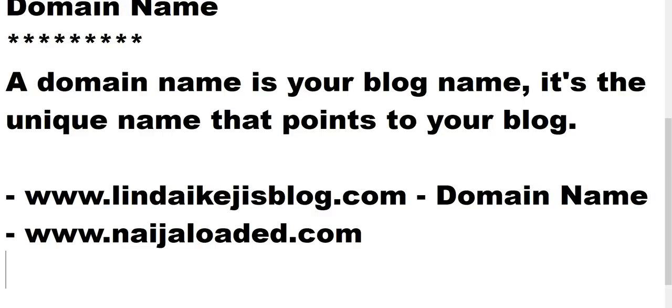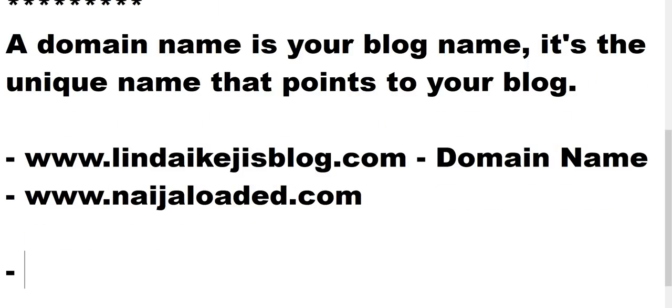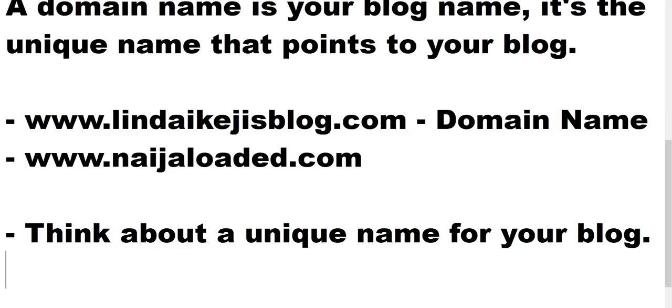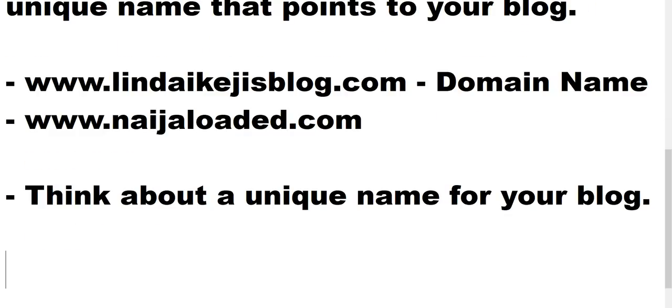Great. Now, for your own blog too, you will need to think of a domain name that is a unique name for your blog. The name should be related to what your blog is all about. Think about a unique name for your blog, and the name has to be related to what your blog is all about. For instance, now, if you want to focus on Earth niche now, the domain name could be www.edme.com. Earth niche now.